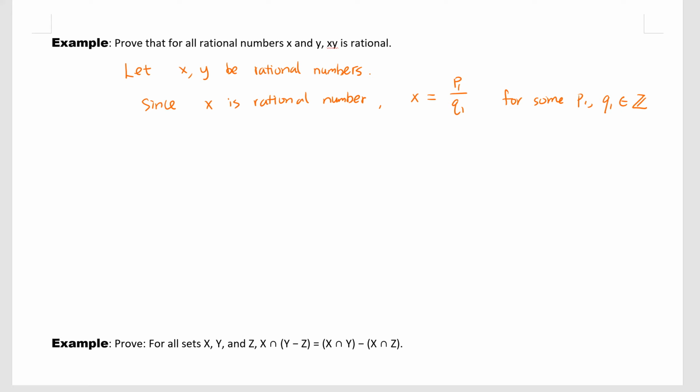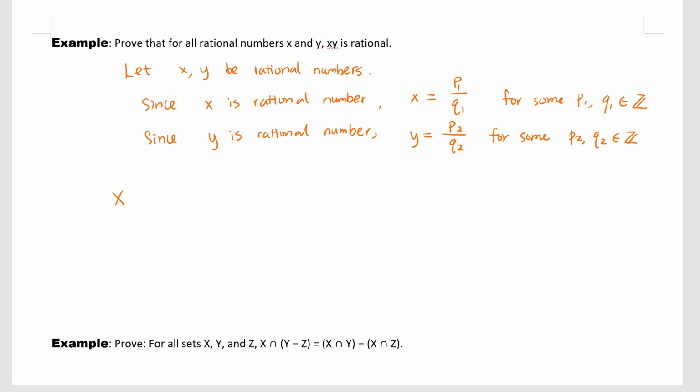In Z. This is another way to say they're integers. We can say for some integers p1 and q1. We can also say for some p1, q1 in Z. Z is the set of integers. And also we can say since y is a rational number, then y equals p2 over q2 for some p2, q2 which are integers. Okay, and then we can continue.